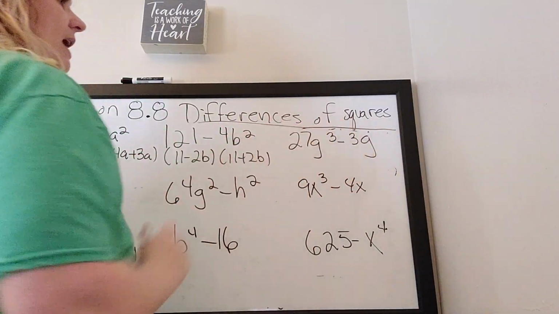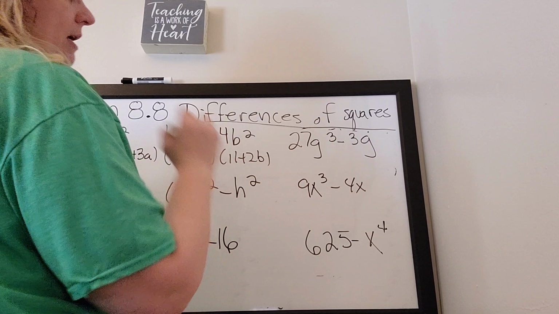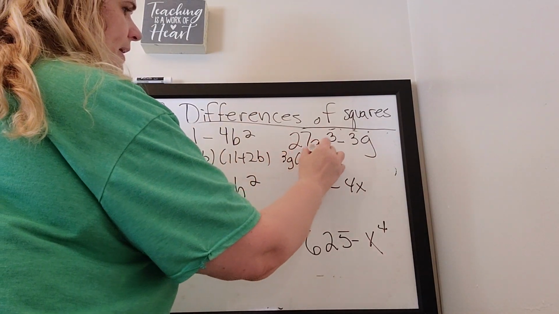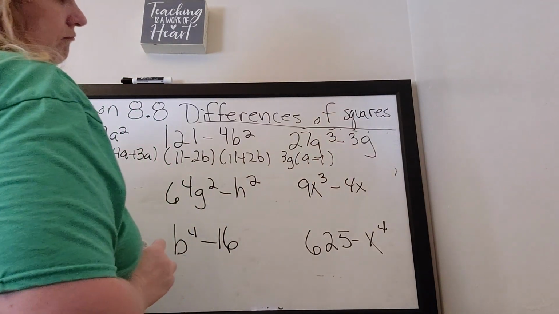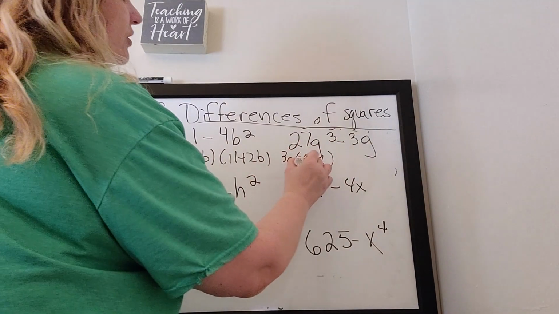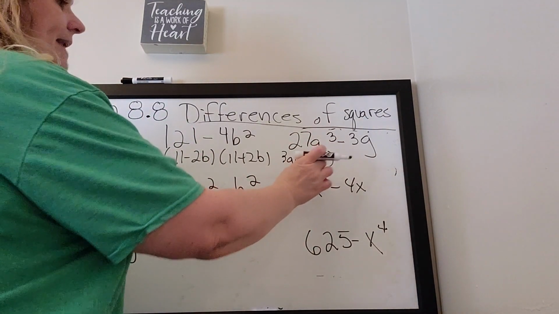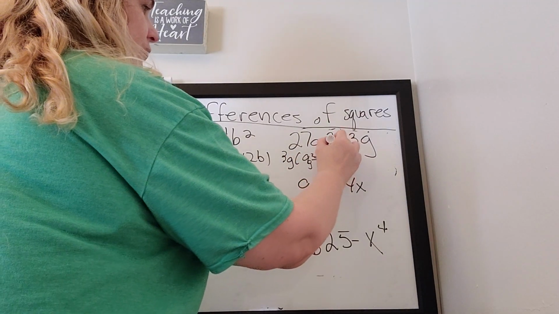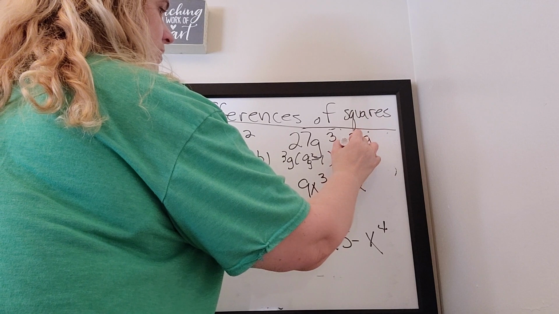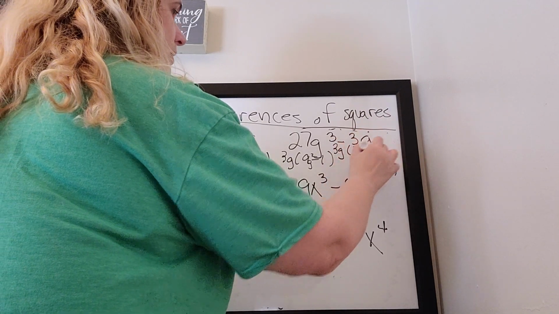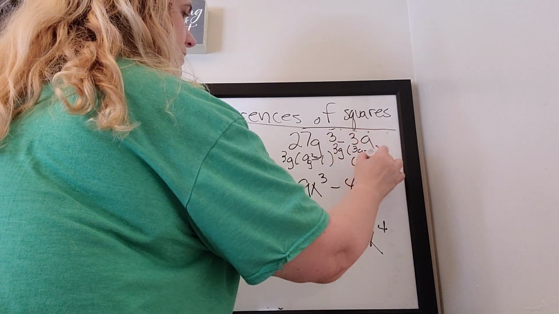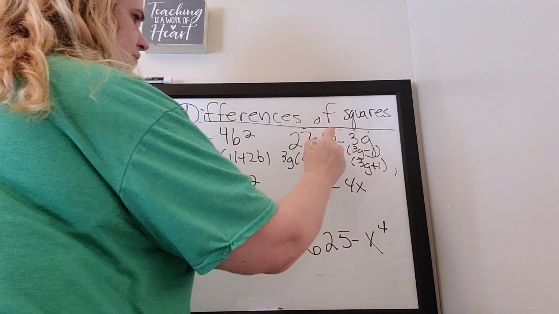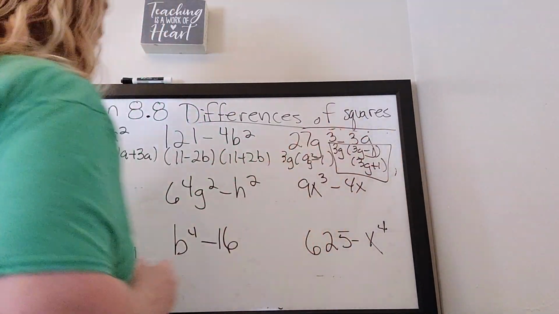This one has something in common first, and it's a 3g. So it's 3g times 9g squared minus 1. Now these are perfect squares. 1 is a perfect square, so it's going to be 3g times 3g minus 1, 3g plus 1. We're not going to multiply through because we want it factored. So this is the final answer.